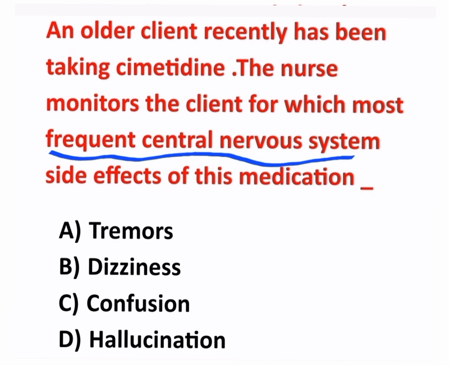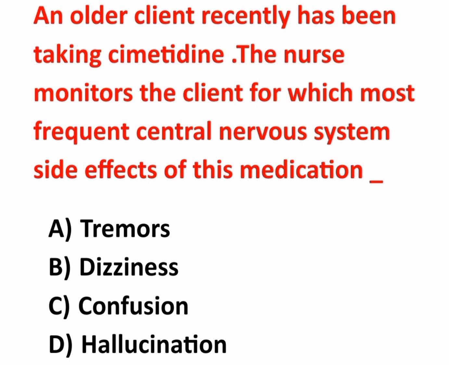This is the question. As I already told, cimetidine is an example of an H2 receptor antagonist. So an older client who is taking cimetidine is susceptible to central nervous system side effects. The most frequent central nervous system side effect is confusion. So here option C will be correct, that is confusion.